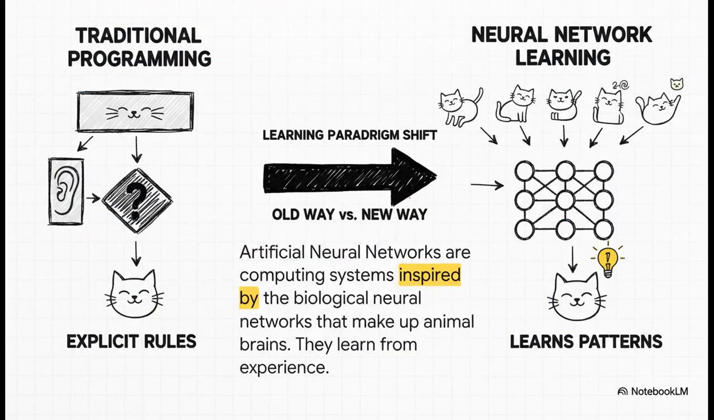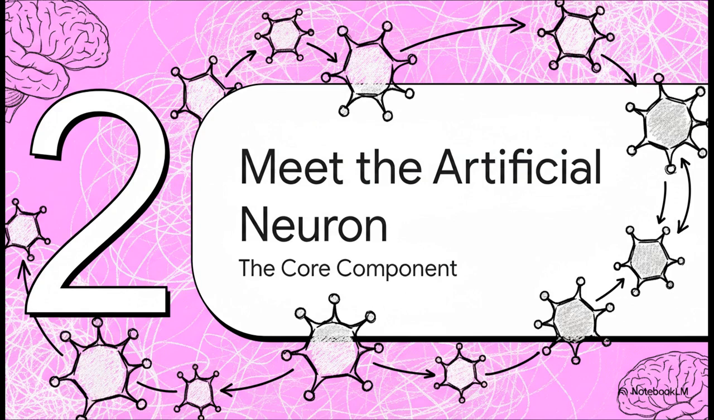And that right there is the fundamental idea. With a neural network, you don't hard-code a cat has pointy ears, whiskers, and a tail. No, instead you just show it thousands and thousands of cat pictures and the network figures out the important patterns all by itself.